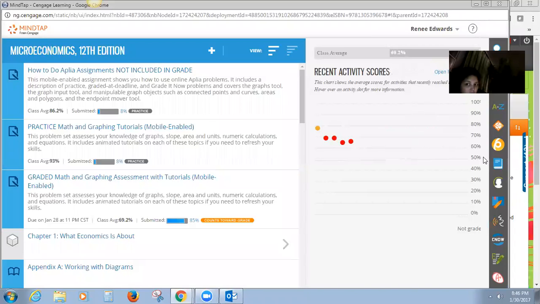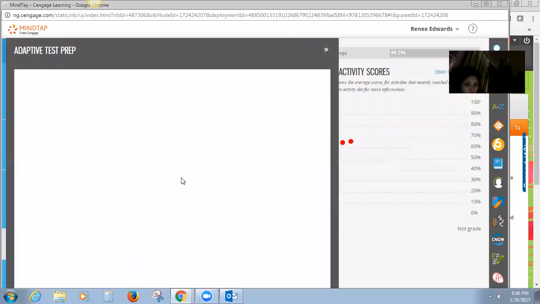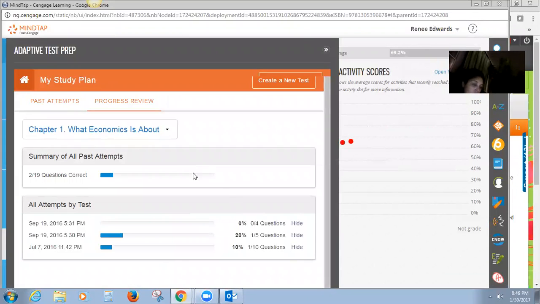y'all can see my screen share. It's this A+ down here. And what this does, which I think is awesome, when you take a quiz, okay, let me see, when I take a quiz, you can create a new test.